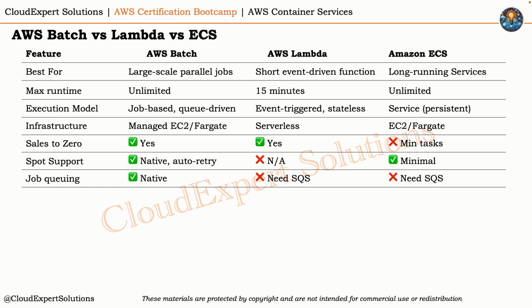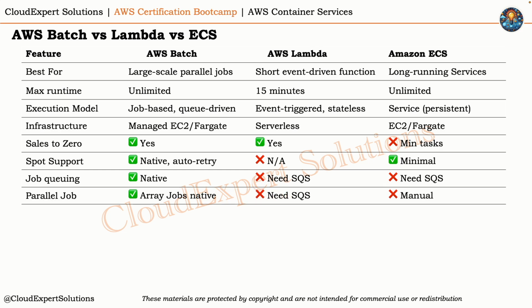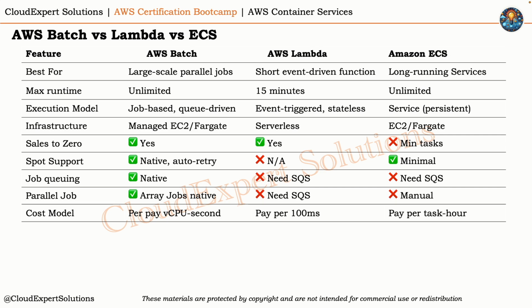Job queuing is AWS Batch's native capability. For AWS Lambda and Amazon ECS, you need to configure an SQS queue and you have to manually configure this job queuing. Coming to parallel job execution, AWS Batch supports it natively. However, with AWS Lambda, you need SQS. Parallel jobs are not a built-in use case for Amazon ECS. Last but not least, the cost model. With AWS Batch, you pay per vCPU second. AWS Lambda charges by execution duration, and with Amazon ECS, you pay per task hour.